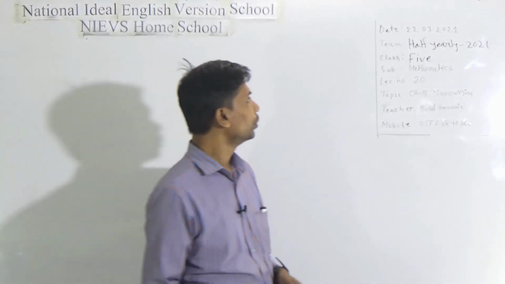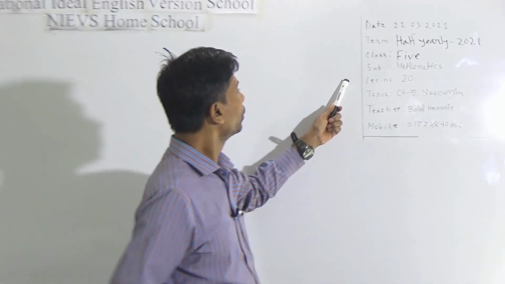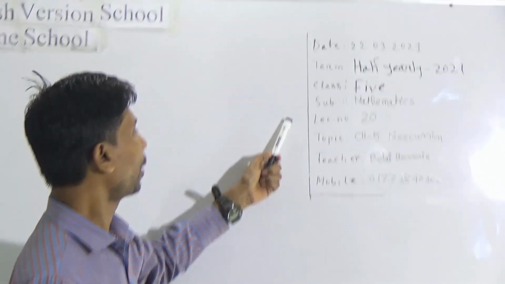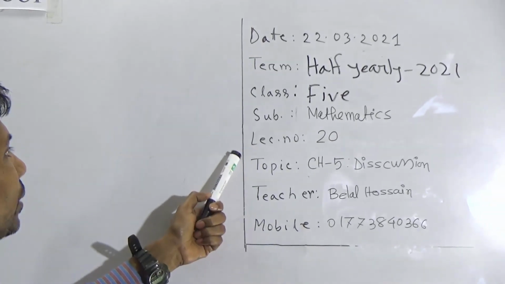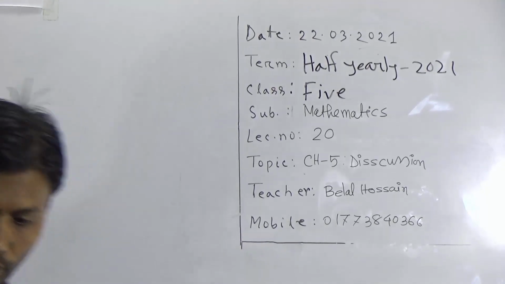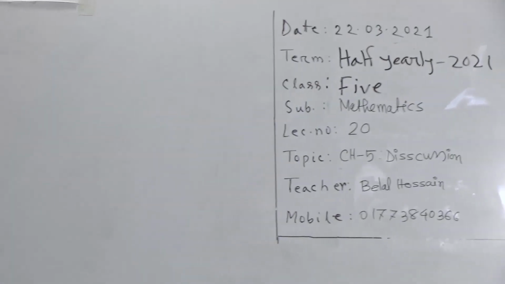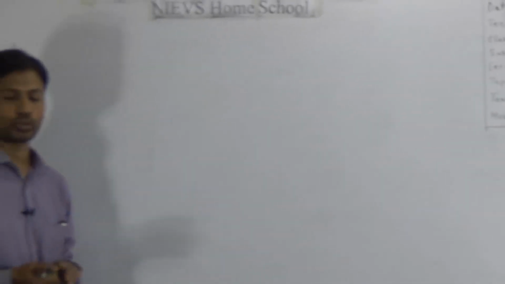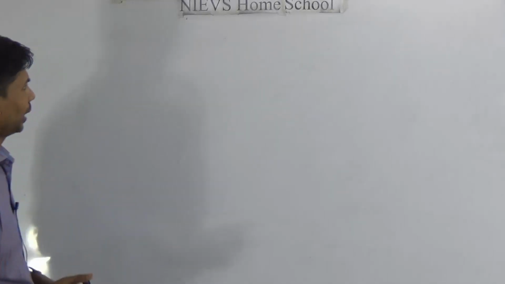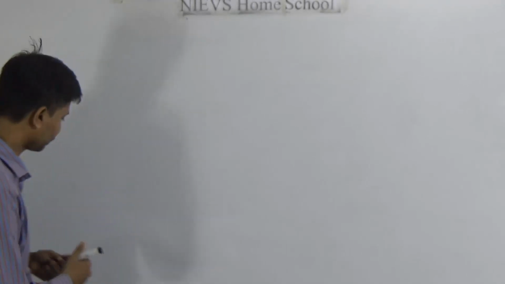Dear student, look, today our topic is chapter 5 discussion, lecture number 28. The name of this chapter is multiples and factors. At first I will show you how we can write or determine the multiples.